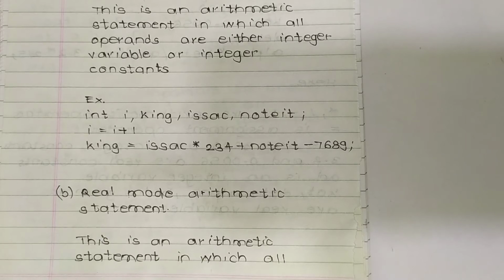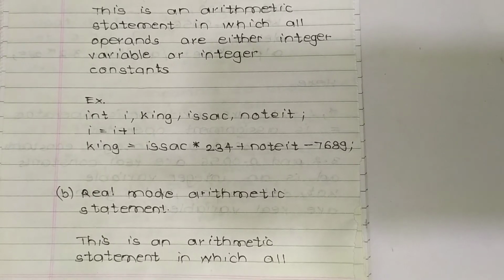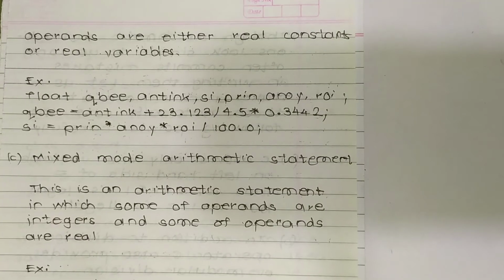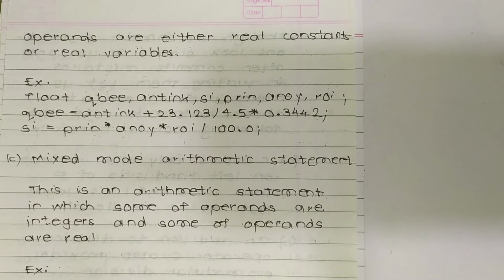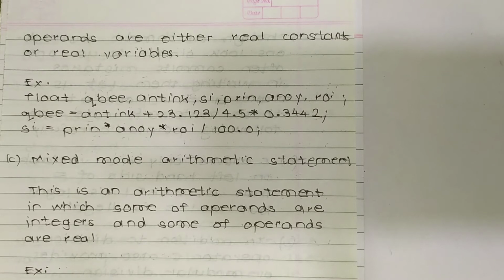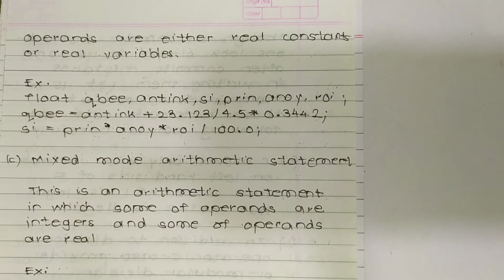Second type is type B, real mode arithmetic statement. This is an arithmetic statement in which operands are either real constants or real variables. Example: float qb, antic, si, prin, annoy, roi. qb is equal to antic plus 23.123 divided by 4.5 into 0. So in this type of statement, operands are either real constants or real variables. So float is used in this type.